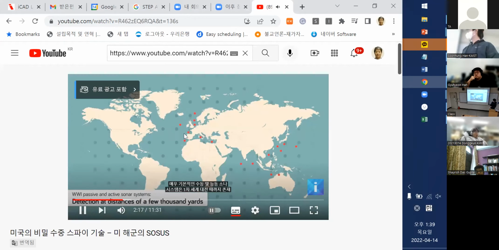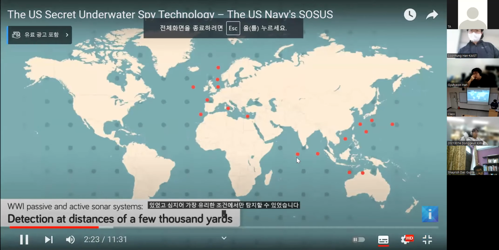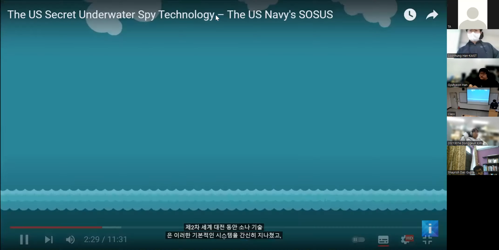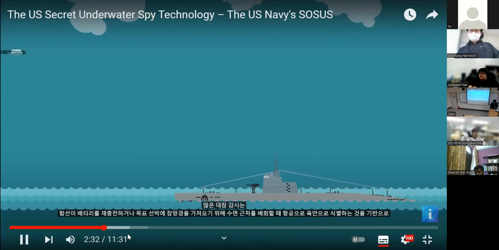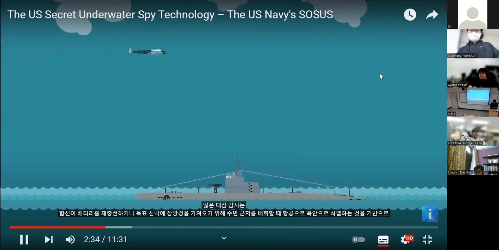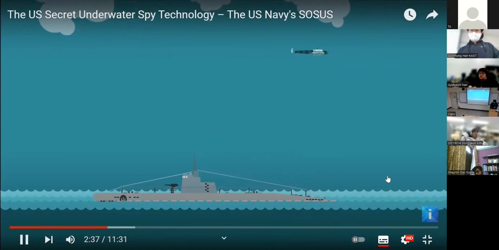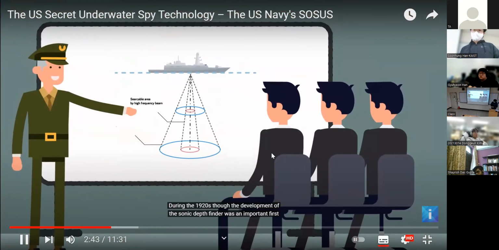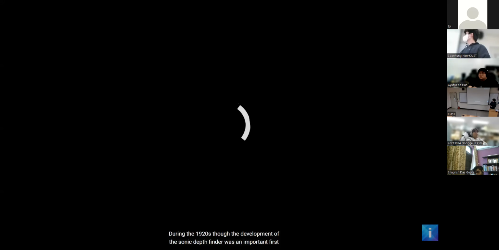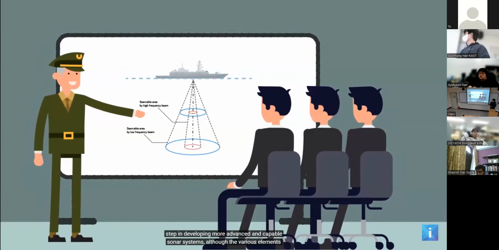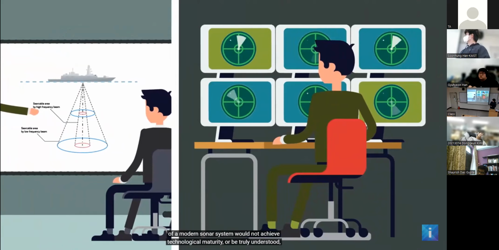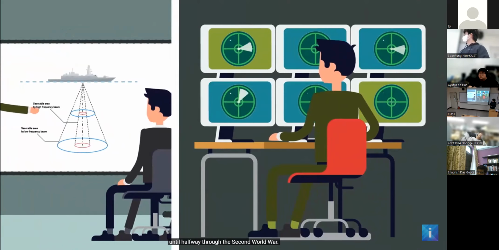Sonar existed as far back as World War I, but these early systems could only manage detection at distances of a few thousand yards, and even then only under the most favorable conditions. During World War II, sonar technology barely moved past these rudimentary systems, and much anti-submarine surveillance was based on visually identifying the vessels by air as they loitered near the surface to recharge their batteries or bring up their periscopes to target ships. During the 1920s, though, the development of the sonic depth finder was an important first step in developing more advanced and capable sonar systems. Although the various elements of a modern sonar system would not achieve technological maturity or be truly understood until halfway through the Second World War.